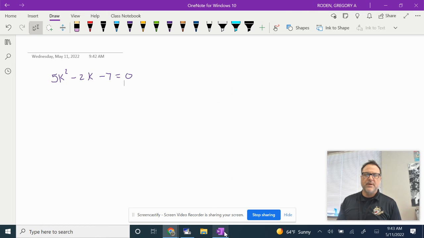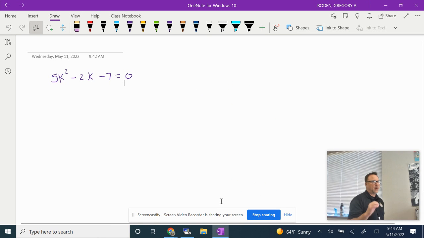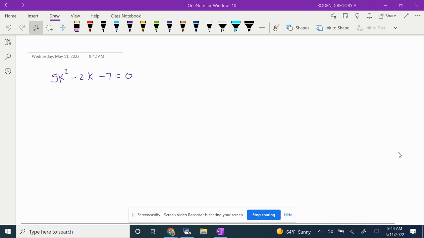Okay, so you're going to need to know how to do it all different ways. You don't want to be stuck on one way to find the quadratic formula, to solve a quadratic equation. You want to be able to do it all different ways.